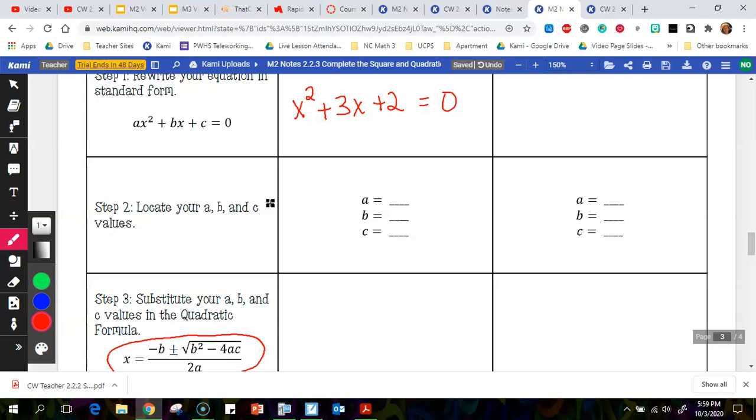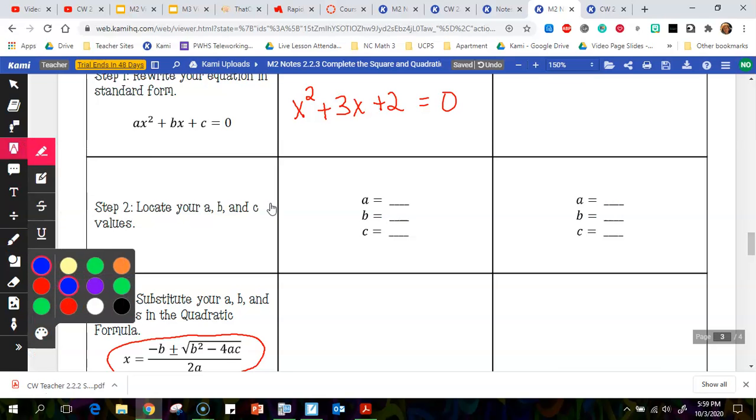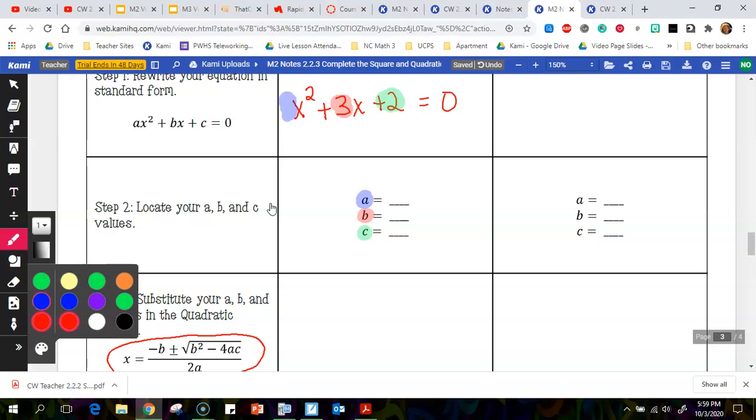Now, we locate our A, B, and C. A is the coefficient of the x squared. B is the coefficient of the x. And C is the constant term. So let's locate those and figure out what they are. A is 1 because it doesn't have anything in front of it. A is 1. B is 3. And C is 2.